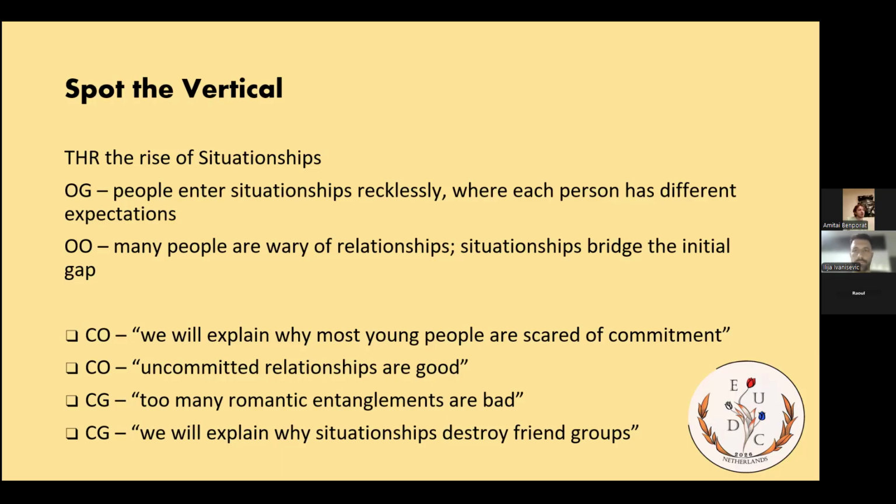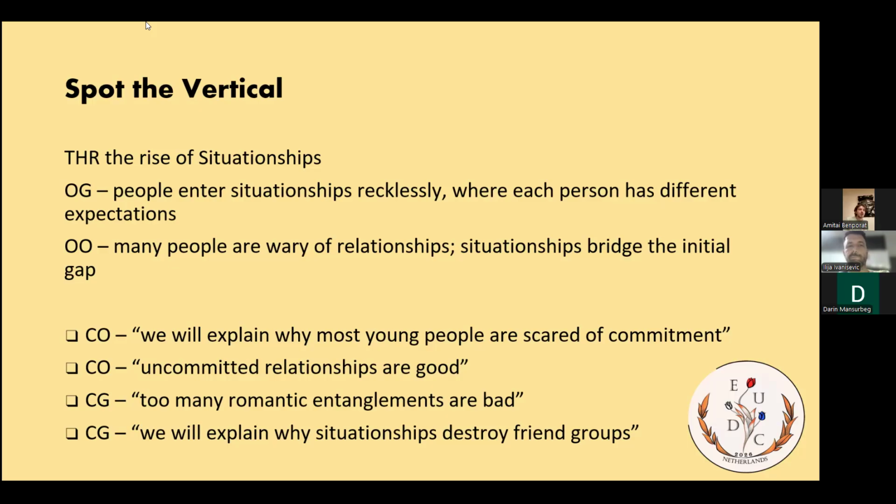Next one. CO says uncommitted relationships are good. Who can tell me, horizontal or vertical? Horizontal means not an analytical extension, right? Yes. That's what this is, I think, because it seems like a different thing that's unrelated to the OO claim. Why do you think that this doesn't rely on opening opposition's argument? OO says that many people are wary of relationships, and this bridges that initial gap. And this just says that uncommitted relationships are good. I don't think this CO claim needs to be true for the OO argument to work.